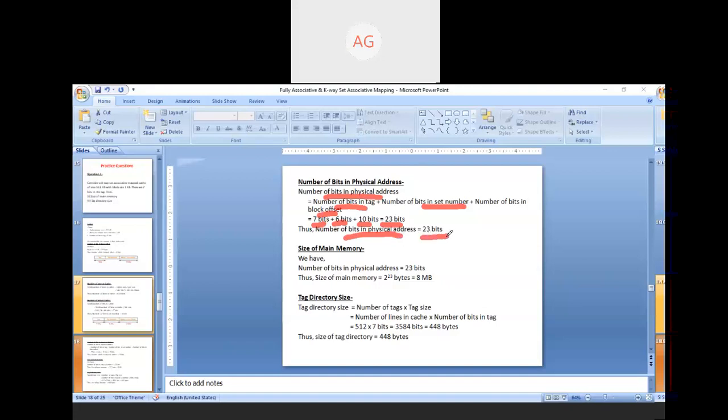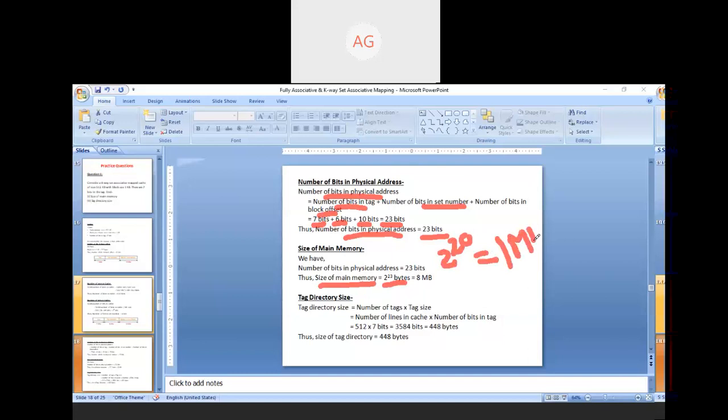So from here we can find out the size of the main memory. The size of the main memory is basically 2 to the power 23 bytes. As we need to convert it into a higher unit, we know that 2 to the power 20 is equivalent to 1 MB.